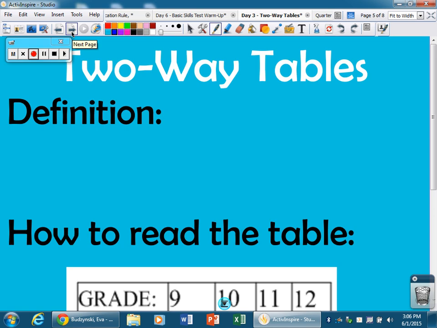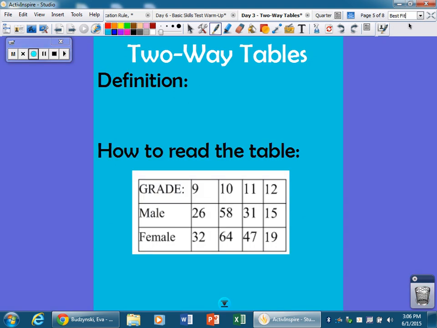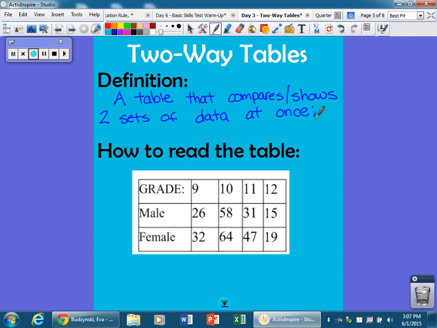Okay, first we have two-way tables, and we need a definition. All right, the definition of two-way tables, just a formal definition if you looked it up online. It's a table that compares / shows two sets of data at once. That's what's special about it. You see two sets of data at once, and then you can make comparisons.